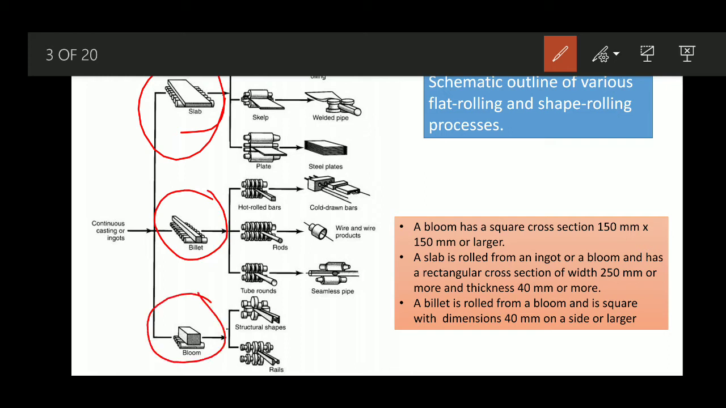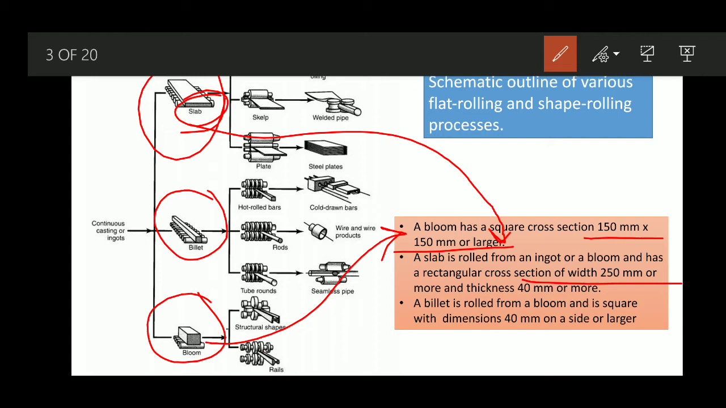So what is basically a bloom? A bloom generally has a square cross section of 150 mm by 150 mm or larger. Cross section is like this. Similarly, a slab is a rolled form of an ingot or a bloom and has a rectangular cross section, with width of 250 mm or more and thickness of 40 mm or more.